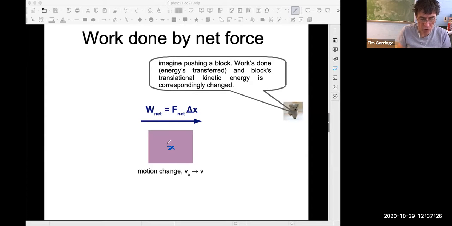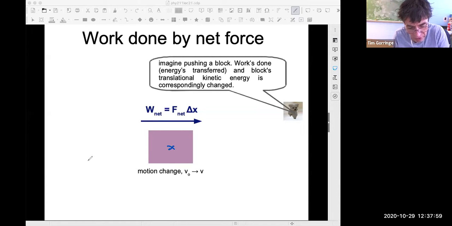And that work that's done on the block, that energy that's transferred to the block, appears as a change in the kinetic energy, a corresponding change in the translational kinetic energy of the block. And so that's the energy perspective. When you exert forces, you transfer energy, and the amount of energy that's transferred by the net force is the changing kinetic energy of the object, of the block, of the crate.